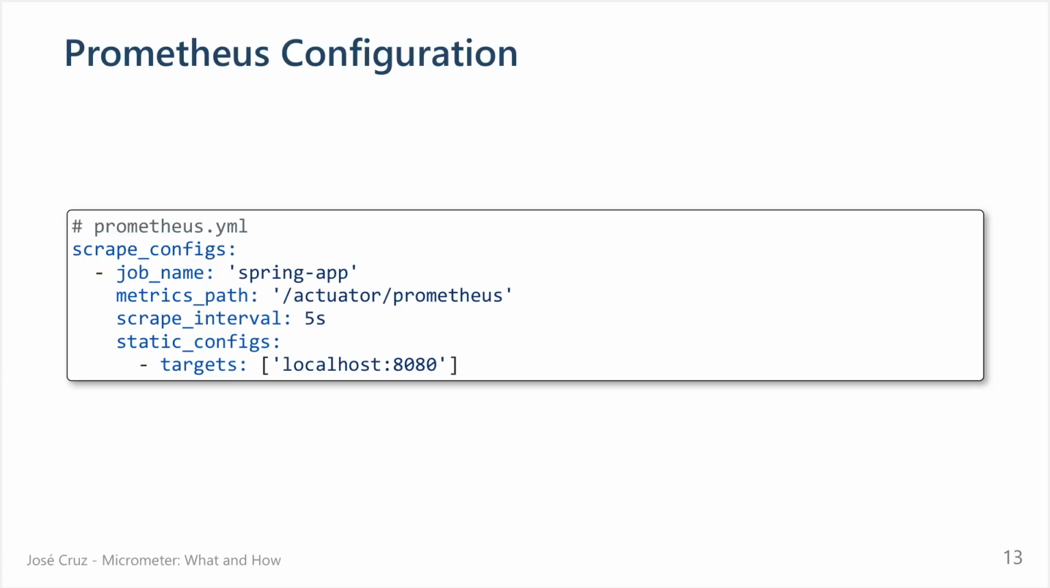So how to configure Prometheus? First, you have to download Prometheus and install it on your machine, then just run the application. I will show you in a moment. But the configuration will be something like this.